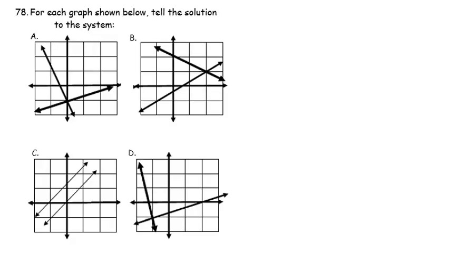78. For each graph shown below, tell the solution. Well, remember the solution is where they intersect. So right here, that intersection is (0, -1). Right here, the intersection is (2, 1). On graph C, notice that they are parallel. They will never intersect, so that would be no solution. And graph D right here, that is (-1, -1).